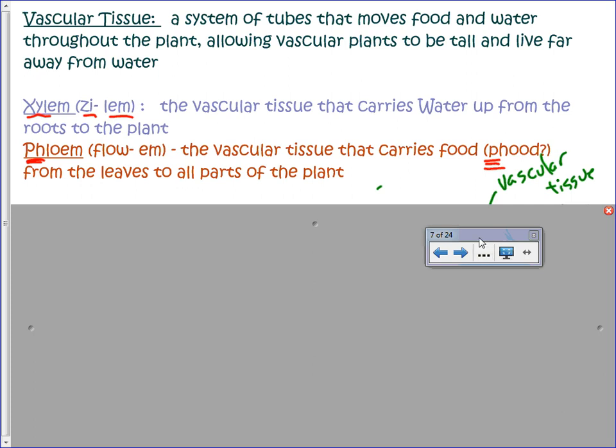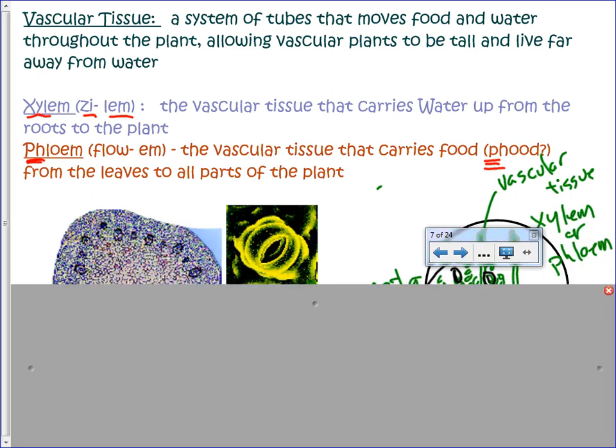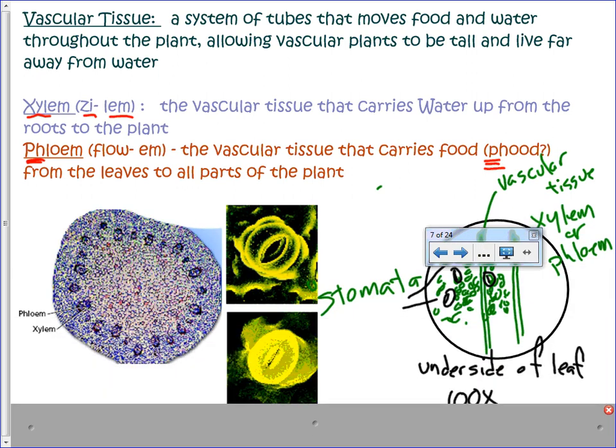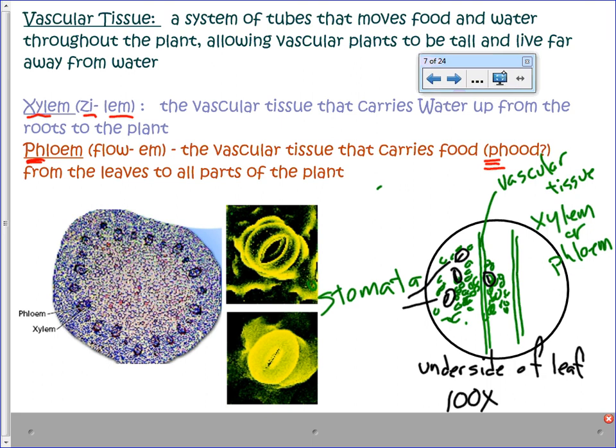So xylem and phloem. You will need to know these. I will put them on the quiz and the test and all those annoying places like that. In terms of what the xylem and phloem look like, most of the time when we look at plants, either looking at them or looking at them under the microscope, you can see the vascular tissue, but you generally can't tell what's the xylem and what's the phloem.